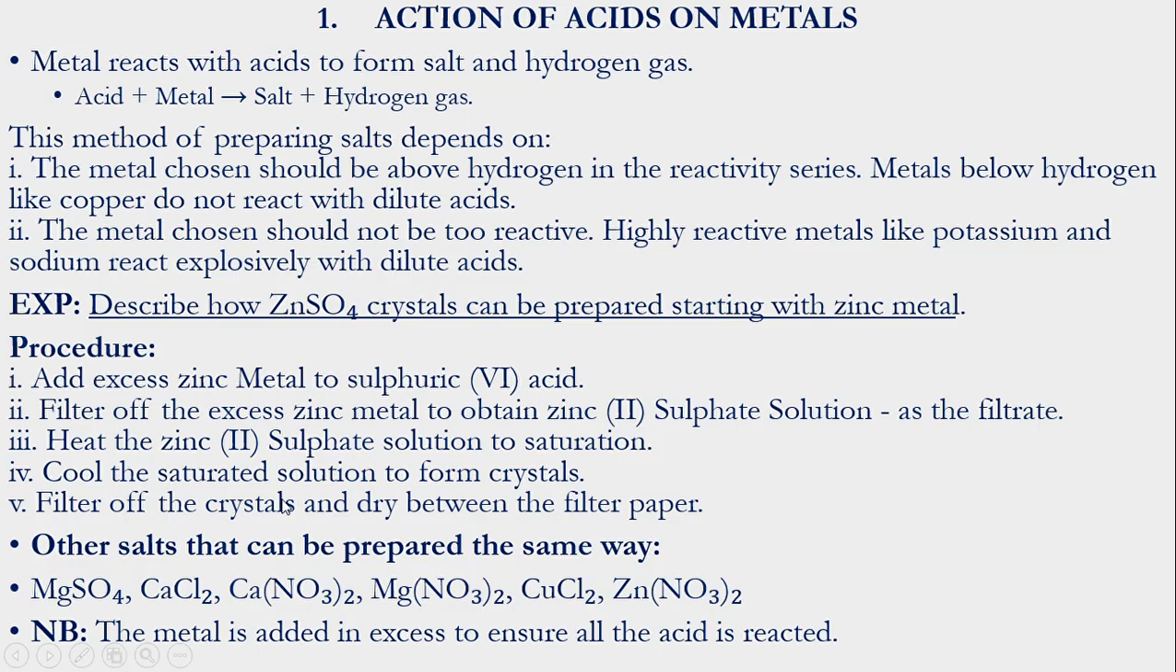Other salts that can be prepared the same way are, for example, magnesium sulfate, calcium chloride, calcium nitrate, zinc nitrate. All these salts can be formed by reacting the metal with the corresponding acid. So that is the first method of salt preparation.